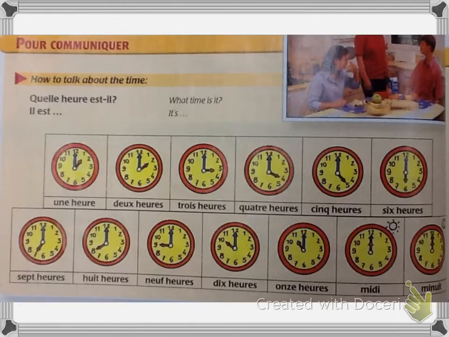So this lesson is about telling time. So how to talk about time, we see the question about what time is it is quelle heure est-il? And then when we're answering that question, our answers are always going to start with il est, okay? And then we see these times here. Now, in case you're not particularly good at reading clocks, right?